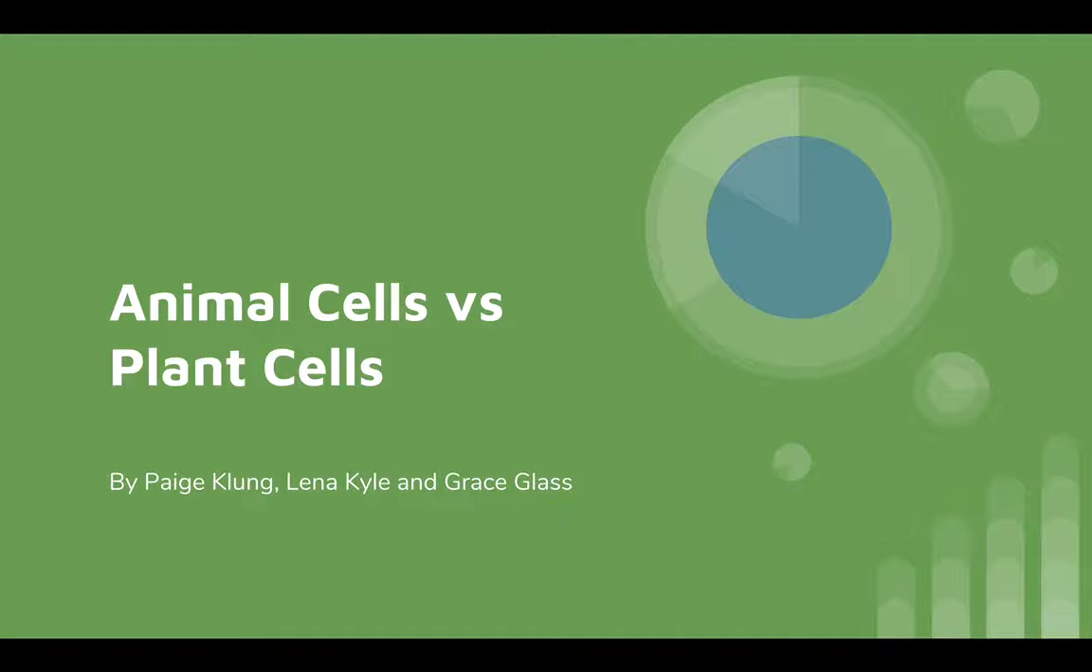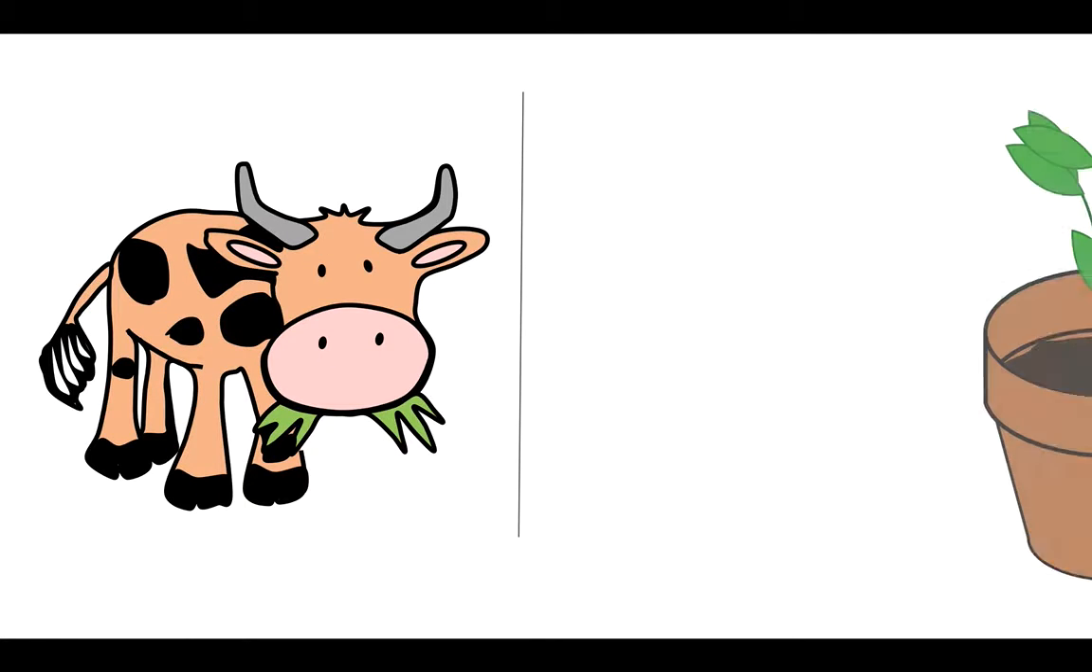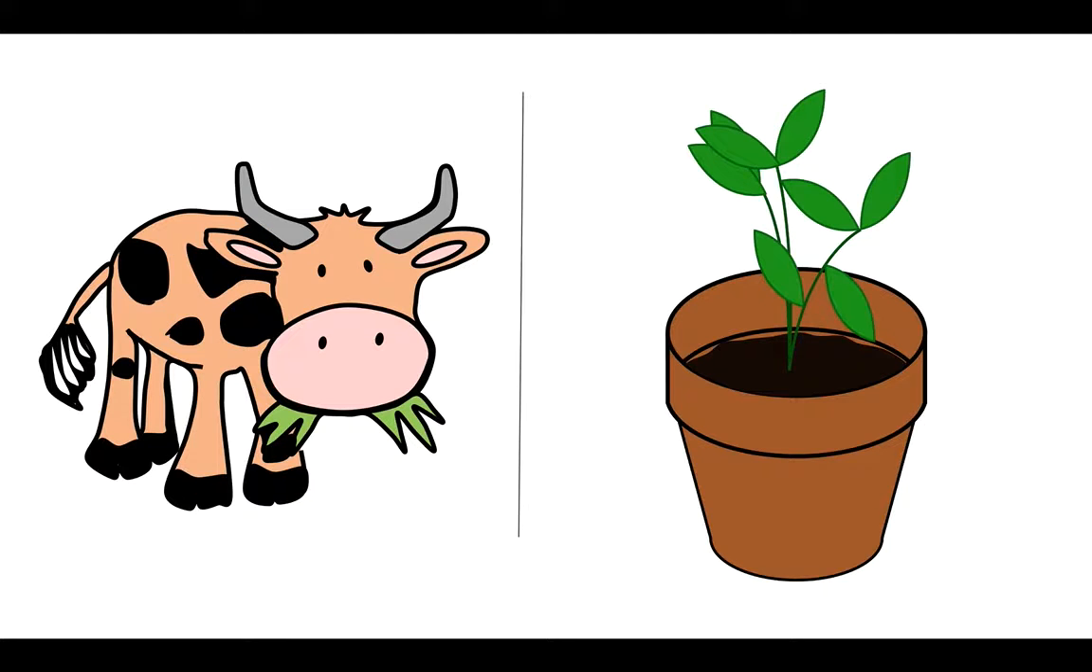And I'm Grace. And we will be discussing the structures of animal cells, the structures of plant cells, and how their functions are similar and different. Plant and animal cells have similar basic features because they are both eukaryotic cells, but differ in their functions.